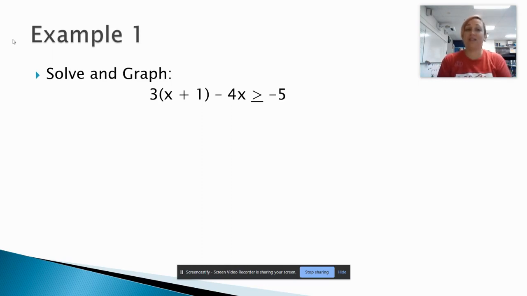Notice that the directions say solve and graph. We will be practicing our graphing again today. Make sure when you're doing your homework that you're also reading your directions. In this problem, my first step is to distribute the 3 to the x plus 1. My personal choice on my next step is going to be to combine like terms. So I will be combining together the 3x and the negative 4x.